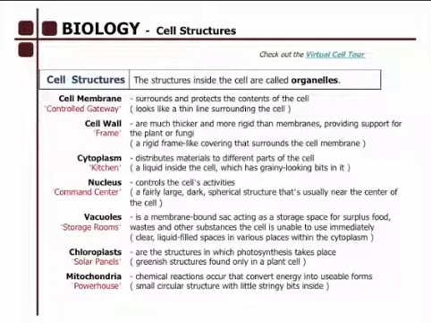Chloroplasts are like solar panels. They are the structures in which photosynthesis takes place. They tend to be greenish structures that are found only in plants. Mitochondria are like the powerhouse. They are where chemical reactions occur that convert energy into usable forms. They're small, kind of bean-like structures, or yeah, you guys call them beans, with tiny stringy bits inside.